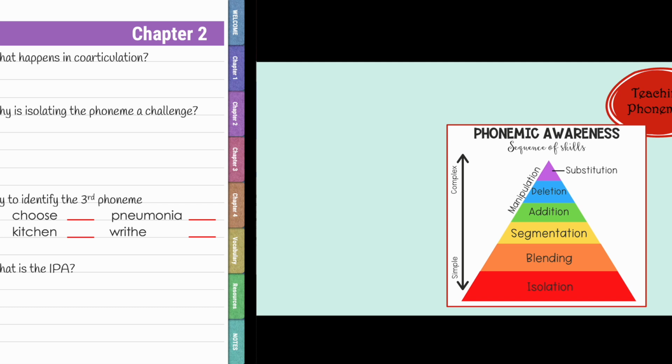Shelf. Nice job. Deletion would look something like, please take the word stop and remove the s. Yep, the word is top. Nice job. Then substitution, an easier version, again, is working with the front of the sound or the front of the word. So substitution might look something like, please take the word Sam and replace the s with a h, and you get ham.